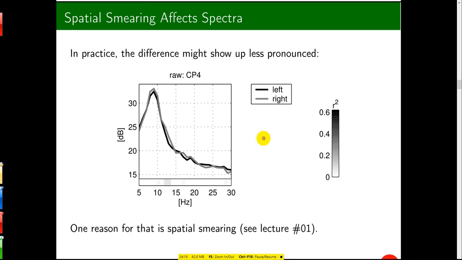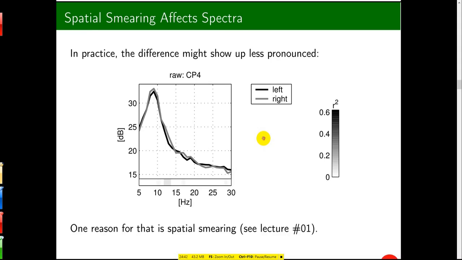And one reason for that is spatial smearing. Spatial smearing has another name, so-called volume conduction effect. The volume conduction effect is the effect of our head compartments on the electrical activity.